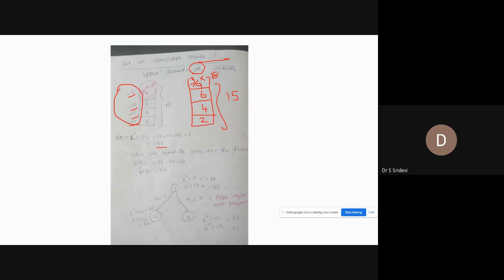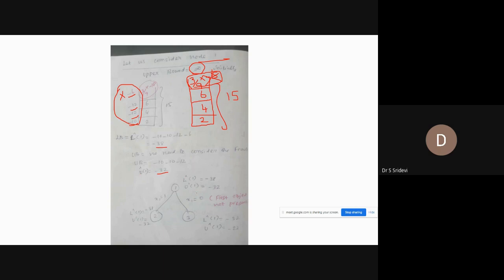But for the upper bound calculation, you should not include this value. Fractions will not be considered when you are calculating the upper bound value. This minus 6 is due to considering the fraction, so for the upper bound calculation, you should not consider it. For the remaining values, minus 10, minus 10, minus 12, the total is only minus 32. So this is the difference between the upper bound calculation and the lower bound calculation.